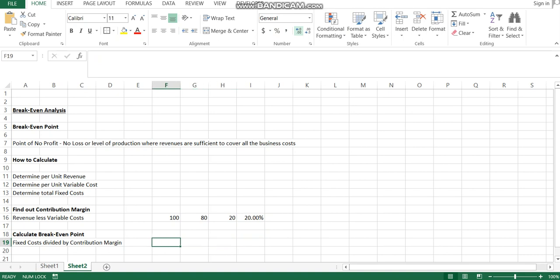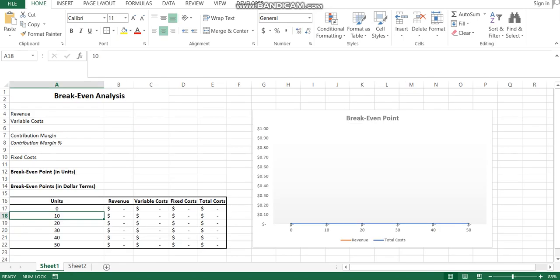We should be able to find out the break-even point if we divide our fixed cost by the contribution margin. I covered these concepts really briefly before moving forward to the model, just to clarify what every aspect of the break-even point means, so it will be easier for you to understand this model.